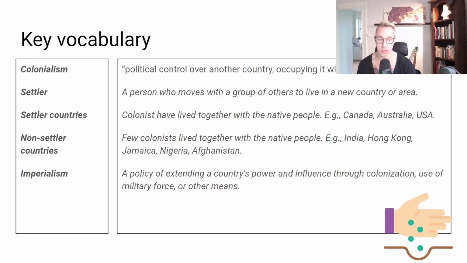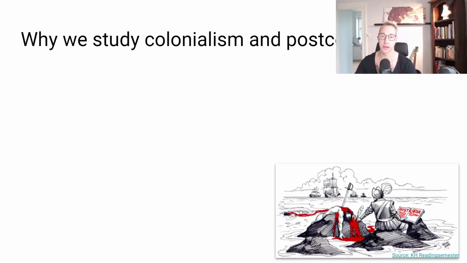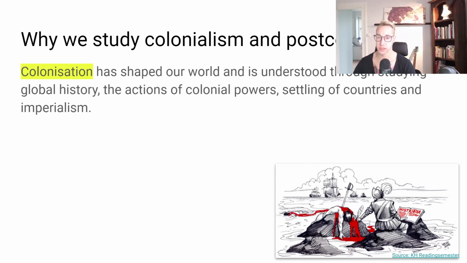Right, so these are some of the ideas that will show up. Let's talk a little bit about why we study these ideas. The reason is that colonization has shaped our world and also the way that we understand global history. Particularly, this is why we look at these actions that come from the colonial powers, as they're called. Mostly, it will be larger countries that have an imperial policy behind them that actively took other parts of the world for their own.